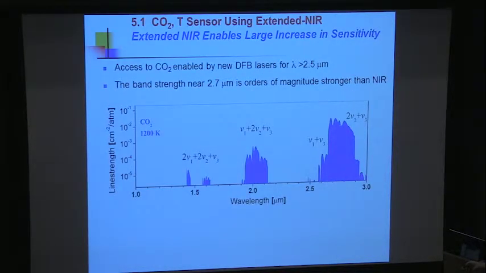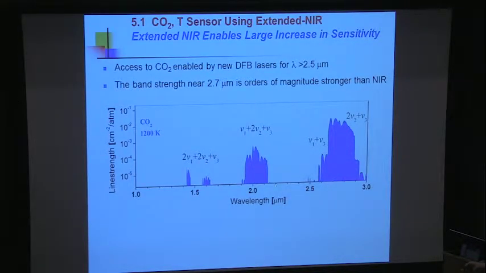Here's the spectrum for CO2 out to about 3 microns. All of a sudden, now what are these things? Remember I told you about combination bands. What is that? These are transitions in which 3 quantum numbers change. The nu 1 mode changes by 1 quantum, nu 2 by 2 quanta, nu 3 by 1 quantum. Reasons we don't want to go into.